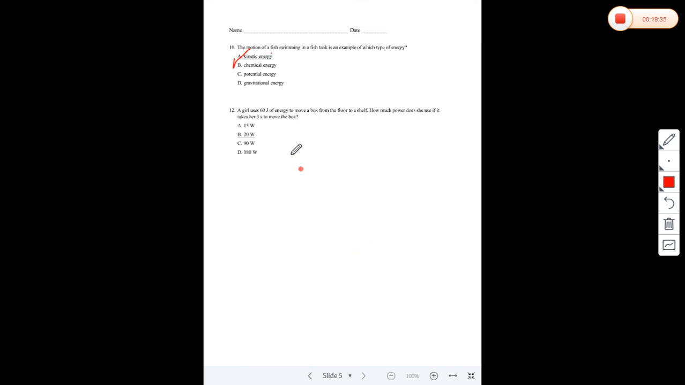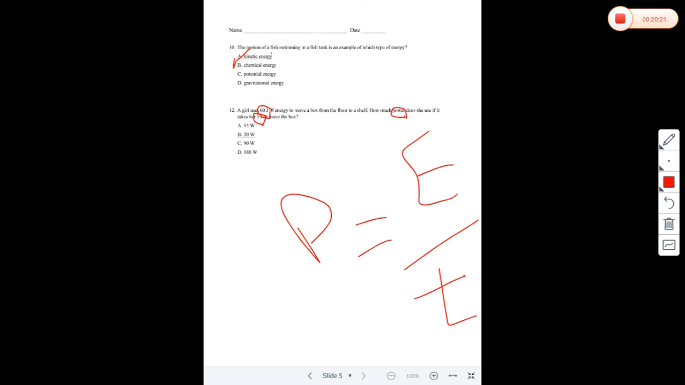A girl uses 60 joules of energy to move a box from the floor to a shelf. How much power does she use if it takes her 3 seconds to move the box? Okay, we have 60 joules of energy and we have 3 seconds of time, and we want to calculate the power. If you remember that power P equals energy divided by time. Energy is 60, right? Time is 3, so 60 over 3 is 20. So the right answer, letter P.